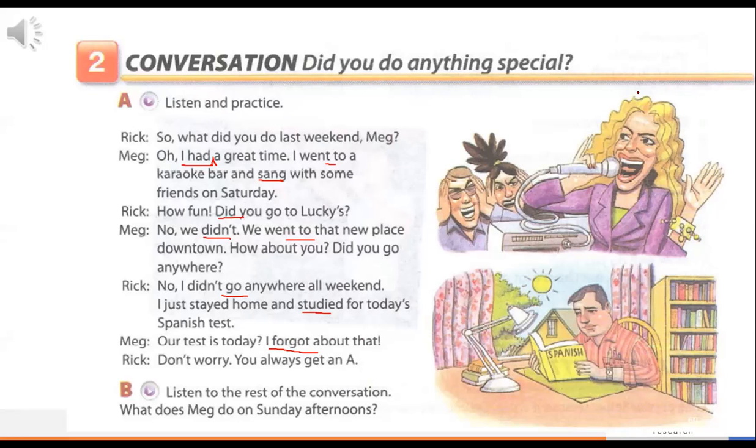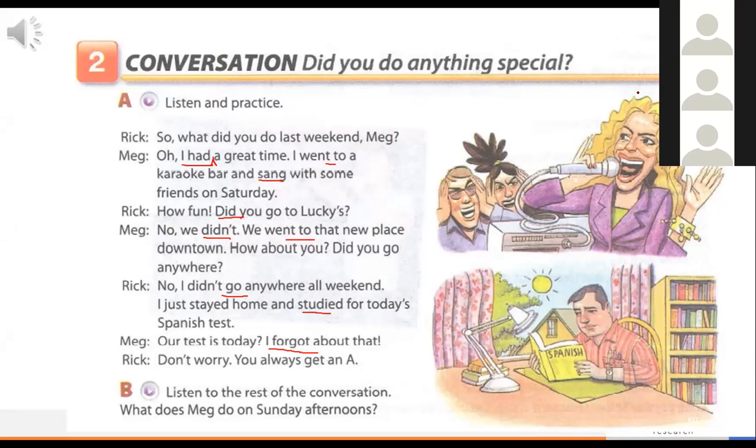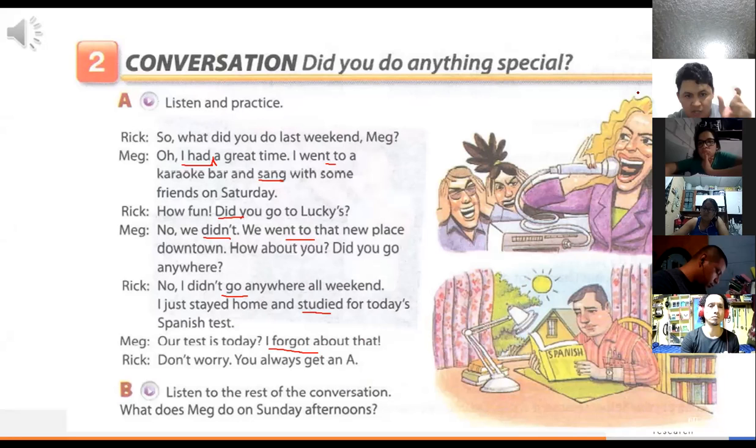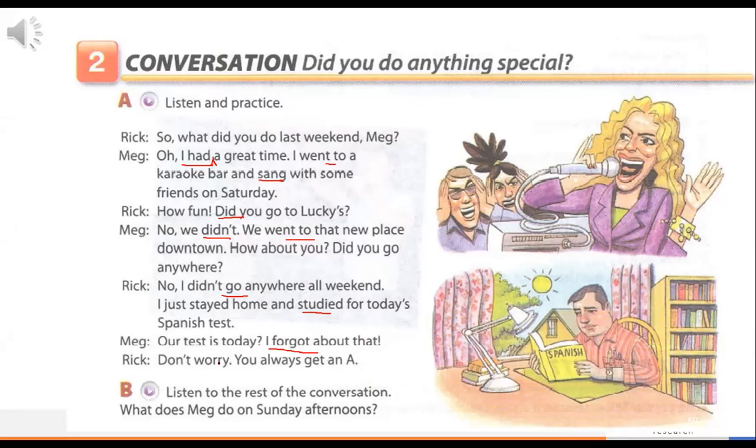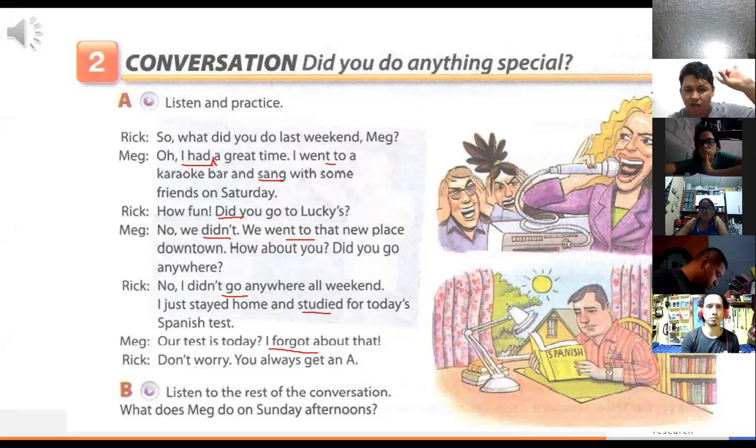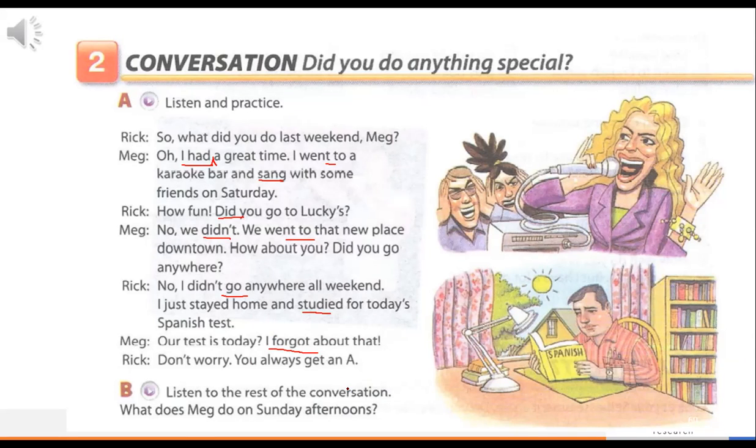But this is the past. El presente es forget. All right? Forget. And that's the past, forgot. Okay? So don't worry. You always get an A, ¿verdad? No se preocupe, siempre se saca 10. Because in English, that's how you do it, right? A, B, C, and D, and F, right? Okay. But over here, we do something else.